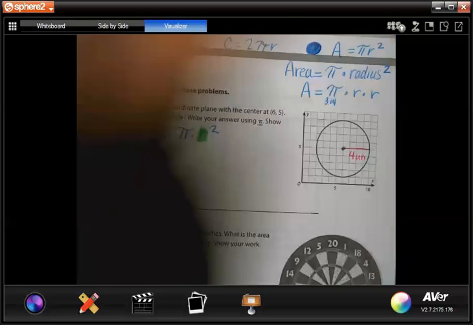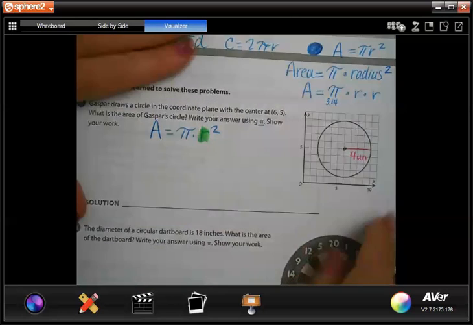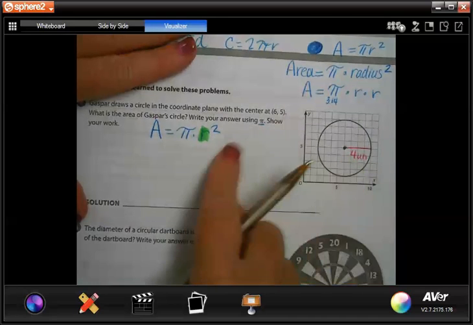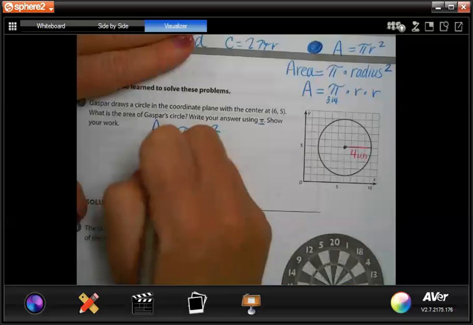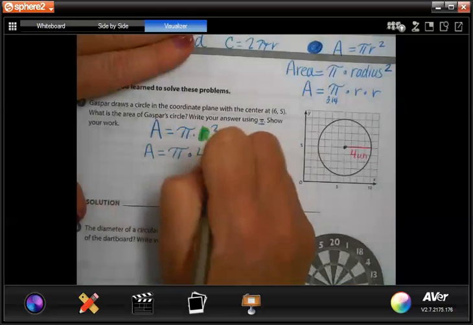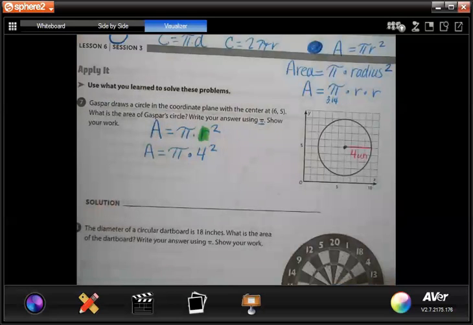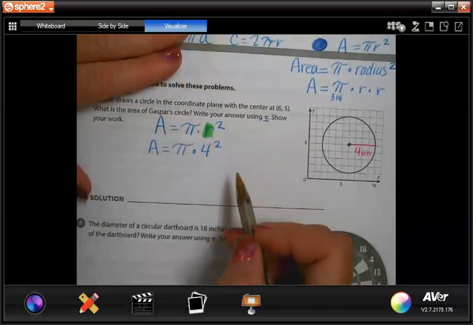So now all I'm going to do, you guys, is substitute that value into the formula. So area equals pi times radius squared. Now notice, I left the units out and I'll show you why in a minute.